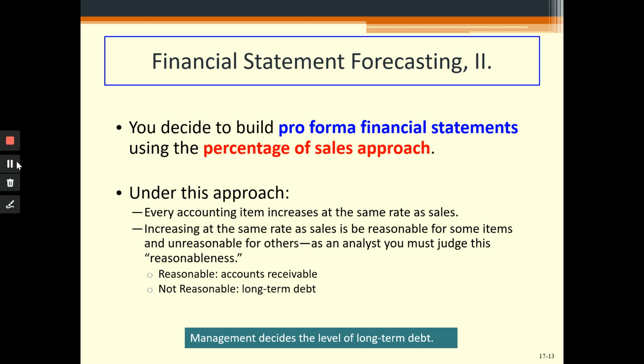Making this assumption for a few items is very reasonable, for example, accounts receivable, but not for all the items, like long-term debt. Long-term debt is totally at the discretion of the management. If the management wants to raise the debt, then it's fine. But they might not increase it by the same ratio. If the sales are increasing by 25%, not necessarily they will increase the long-term debt by 25%.